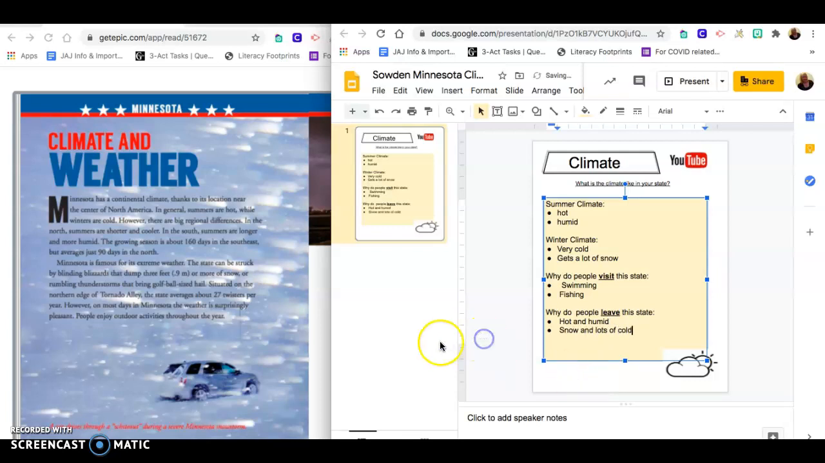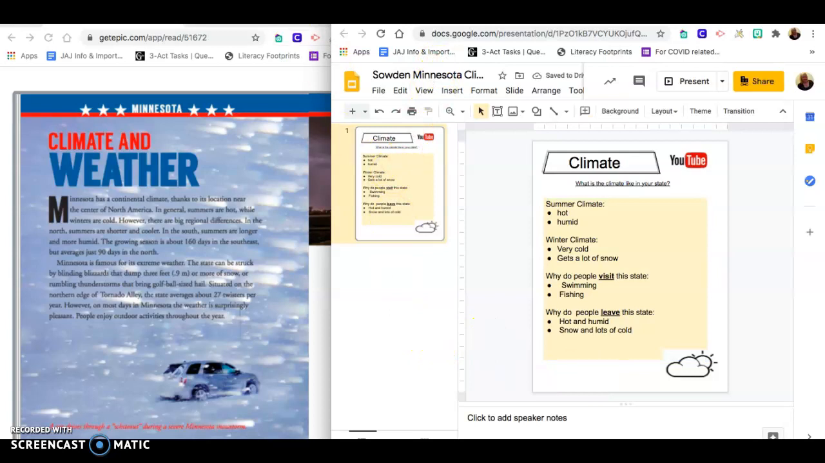So after I'm done with this, I'm going to submit it as a Google assignment, so it's already in there. And you will be doing yours on Minnesota as well. So again, we're just going to practice. I want to give you a chance to read some of the books and do some of the research on Minnesota.